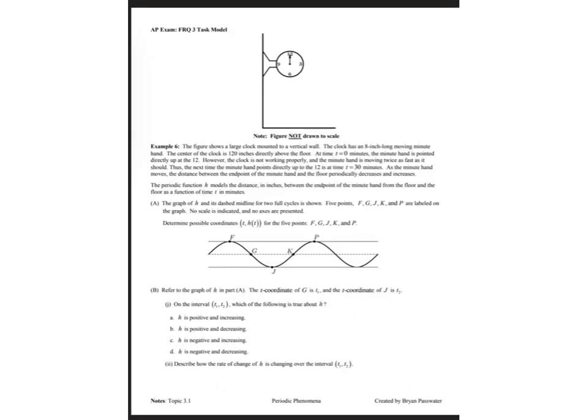Okay. All right, so this is a real life situation. I have seen one of these questions on a potential test. So it says the figure shows a large clock mounted to a vertical wall. The clock has an 8-inch long moving minute hand. 8 inches for the minute hand. That means that the radius of this clock is 8 inches. I would pay attention to that.